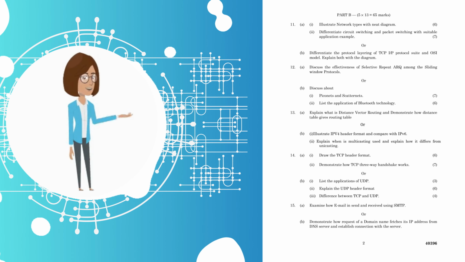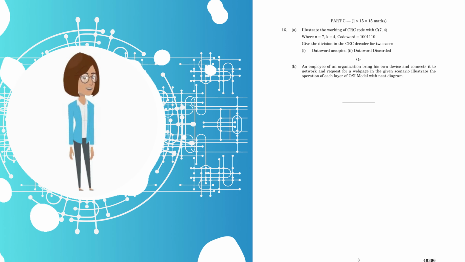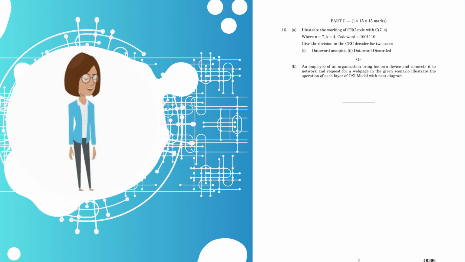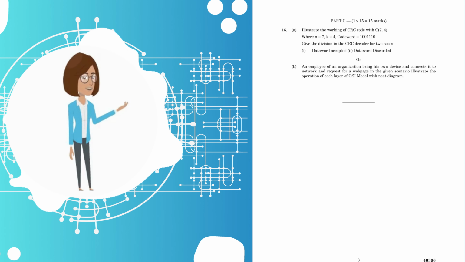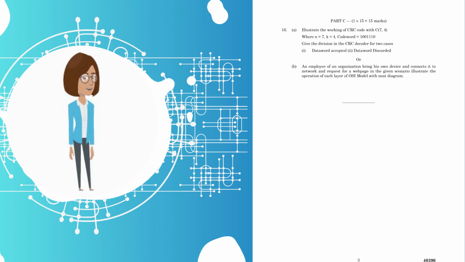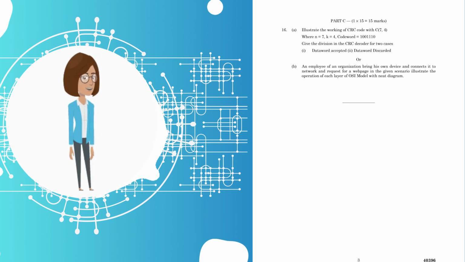Next, let's see Part C 15 marks. 16a. Illustrate the working of CRC code with C of 7, 4, where n equals 7, k equals 4, code word equals 100, 1110. Give the division in the CRC decoder for two cases. 1. Data word accepted. 2. Data word discarded. Or B. An employee of an organization bring his own device and connects it to network and request for a web page. In the given scenario, illustrate the operation of each layer of OSI model with neat diagram.